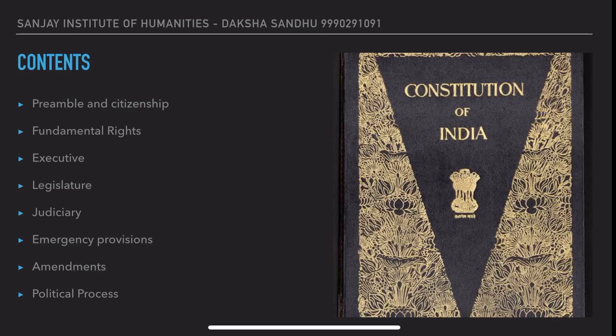So here are the topics which we are going to study in this slide. First is preamble and citizenship. Preamble is basically a poem-like structure of the Indian constitution, and citizenship tells us who is a citizen of India and who is not. The next topic is fundamental rights under constitutional law, then executive, legislature, judiciary, emergency provisions, amendments, and yes, last but not the least, political process.